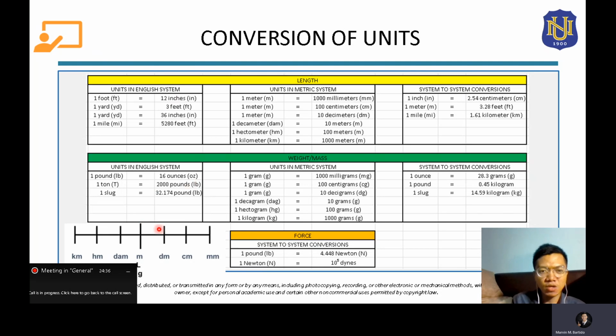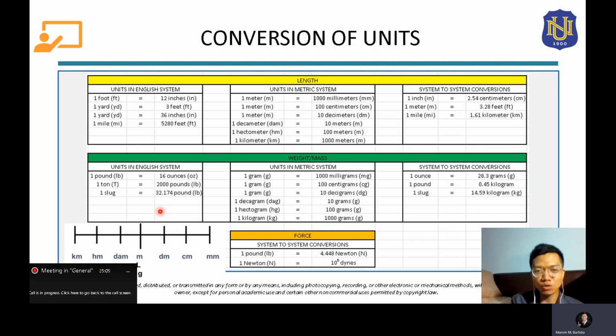Now, let's say we want to convert meter to centimeter. So 1 meter, the direction is from left to right. So you will just count the move from meter to centimeter. That will be 1, 2. So you will just add 2 zeros. That will be 100 centimeters. 1 meter is equal to 100 centimeters. Okay, so that is also the same for meter to decimeter. So that will just be 10 decimeters. 1 meter is equal to 10 decimeters.